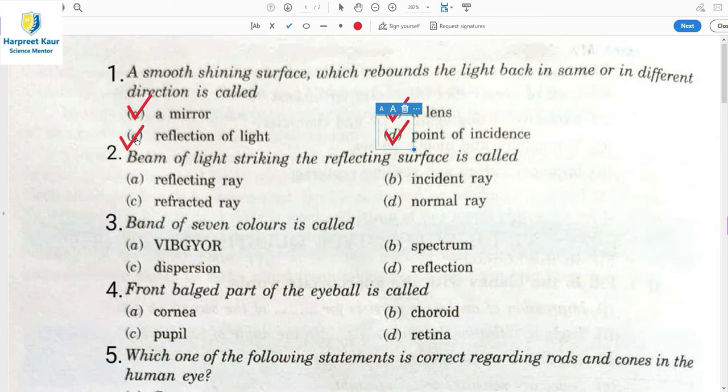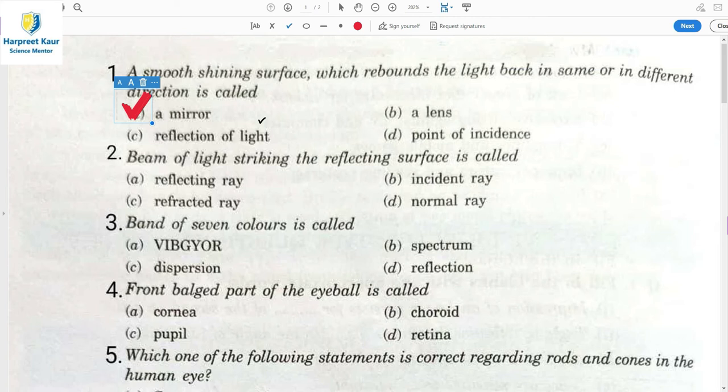So here option A, mirror, is the right answer, because children, what is mirror? All of you must have seen in your houses. Mirror is silvered from one side, so it doesn't allow the light to pass through it. Therefore, it reflects almost all the light that is falling on that mirror, and in that case you see the object.